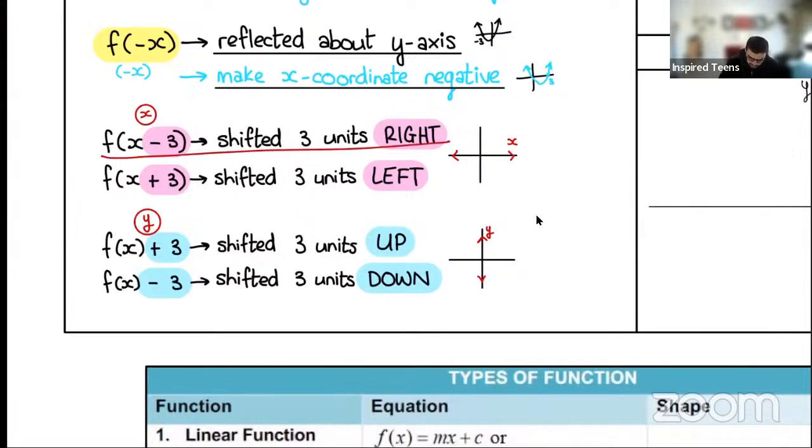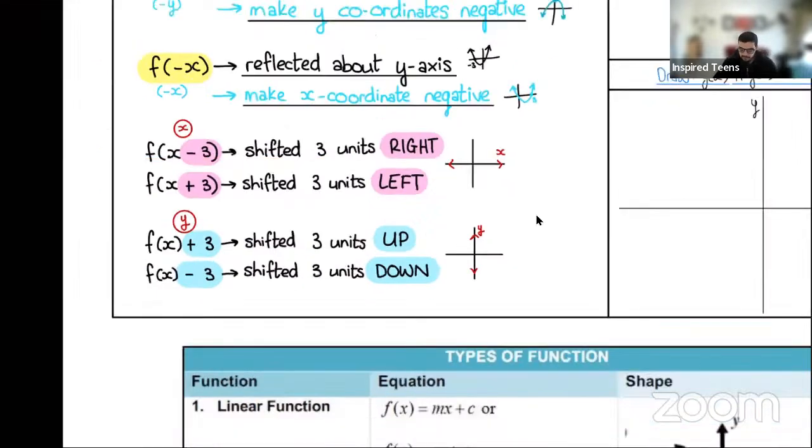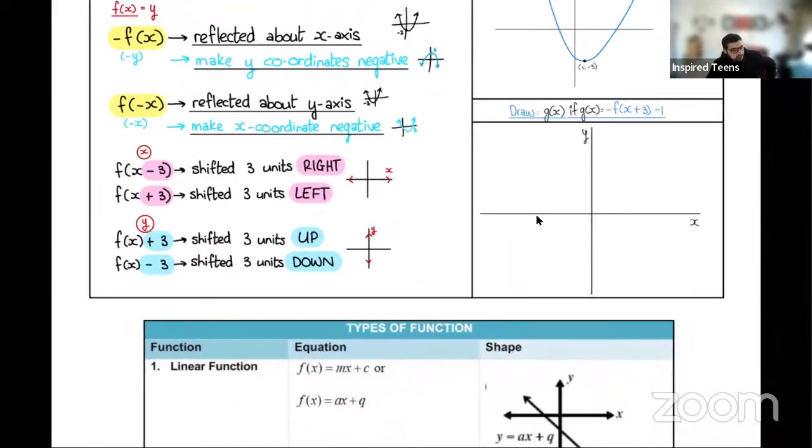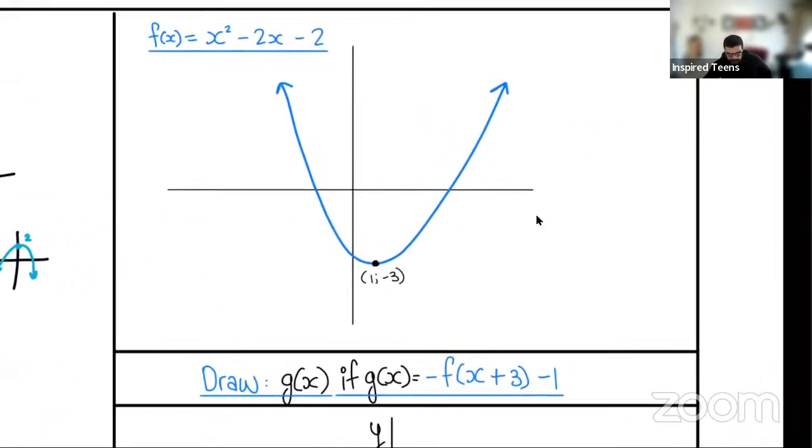So if we minus, it's to the right. If we plus, it's to the left. Okay, it's a bit tricky, but it kind of makes sense when you realize that all the x's are opposite. Now, let's have a look at this, all right?